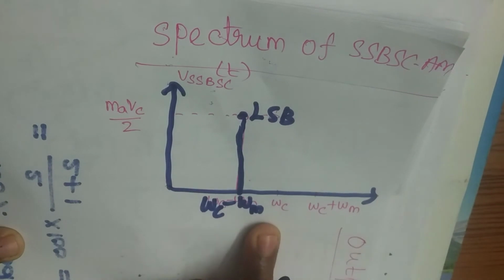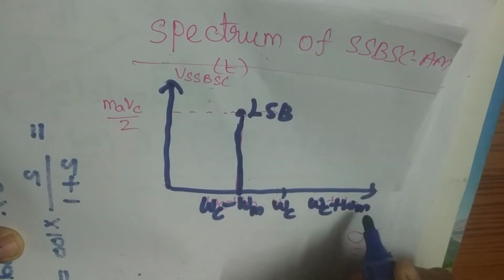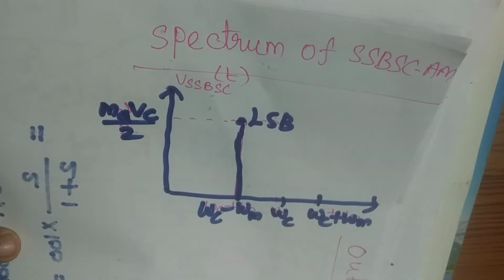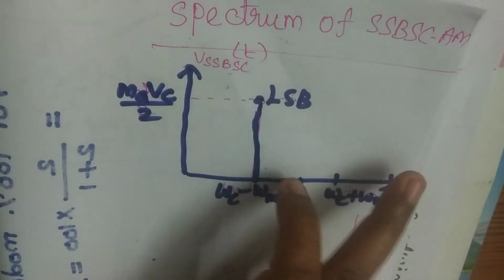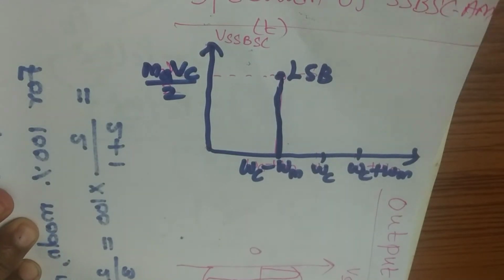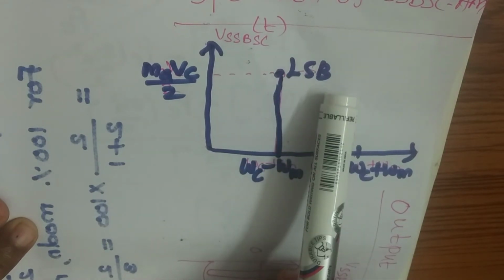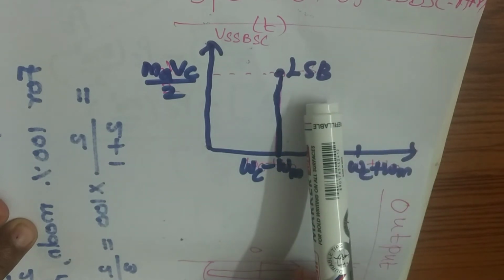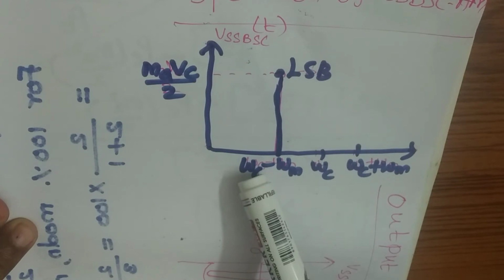Omega C minus omega M, this is omega C. MA VC by 2 is the amplitude of the lower sideband. So this is the spectrum of the SSB SC AM signal. It has only one sideband signal, the lower sideband. The carrier signal and the upper sideband signal are suppressed. So the bandwidth is reduced from 2 omega M to omega M.